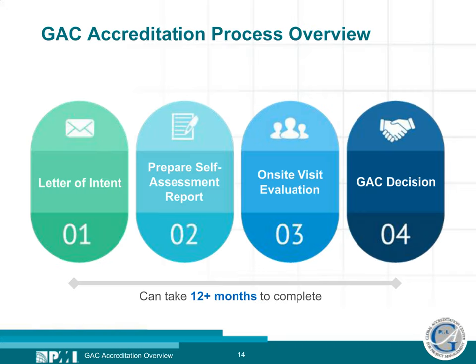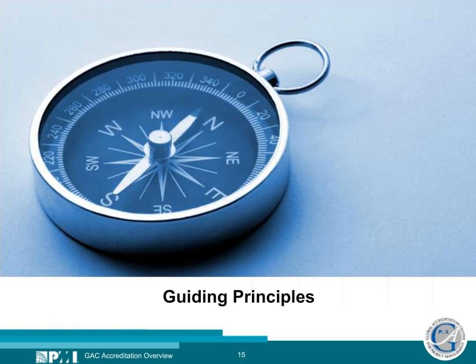How does GAC do what it does? This rigorous accreditation process can typically take 12 or more months to complete and truly shows a commitment to excellence in project management education on the part of the applicant program. The 4 steps to the process are the letter of intent, the self-assessment report, the on-site visit evaluation, and finally, the GAC accreditation decision. Later in the presentation, we will go into more depth on these steps.